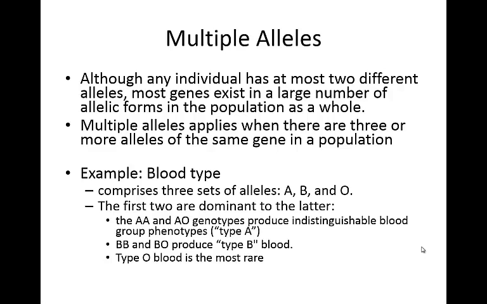If they get an A and a B, they're going to be type AB blood, and if they have to get 2 O alleles in order to get type O blood.